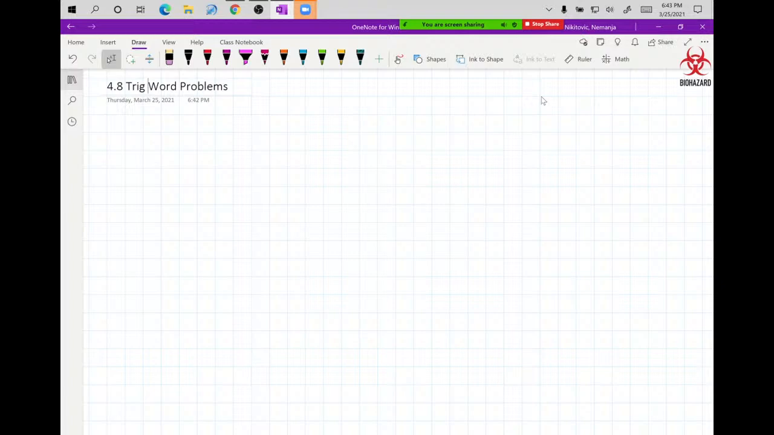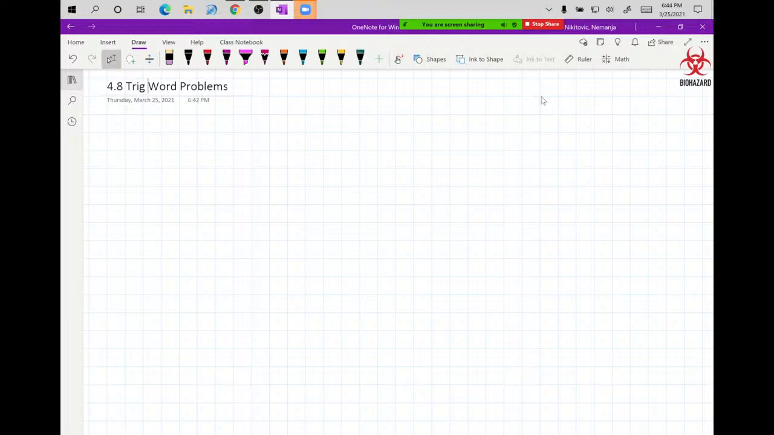Hello and welcome back to Precalculus, section 4.8 on word problems with trigonometry. So, as always, mathematical concepts can be applied to what you would call real world situations. We can use trig to compute a lot of cool stuff. We can start by solving the basic right triangle, and then we can go from there.